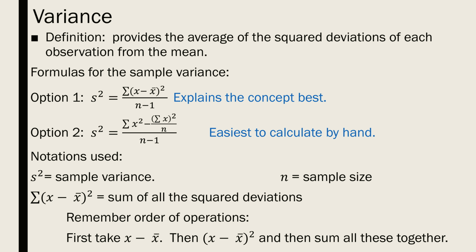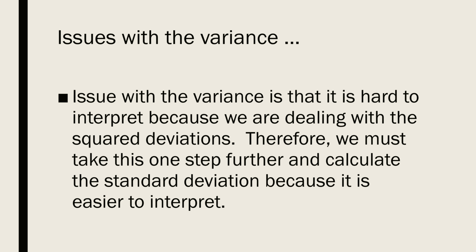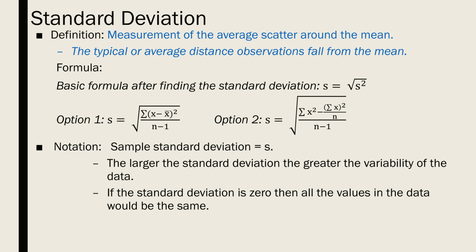those together. The issue with the variance is that it is hard to interpret because we are dealing with the squared deviations. Therefore, we must take this one step further and calculate the standard deviation because it is easier to interpret. Standard deviation is a measurement of how scattered the data is around the mean. It is the typical or average distance observations fall from the mean.